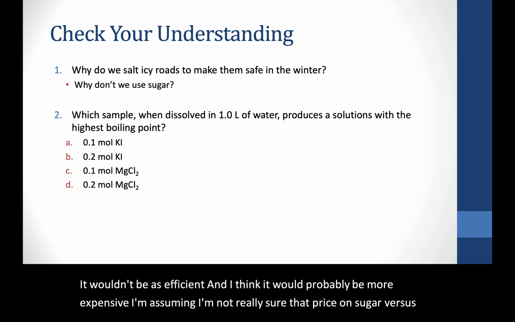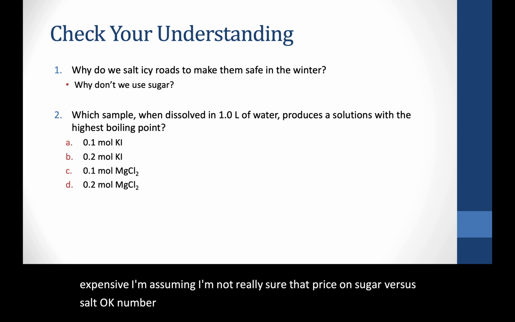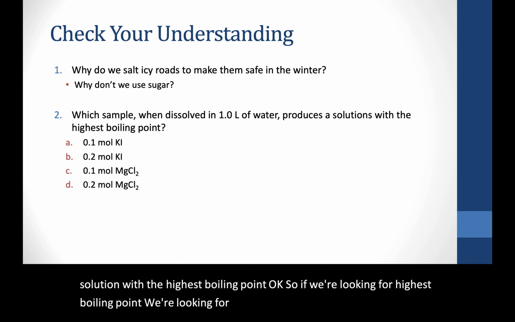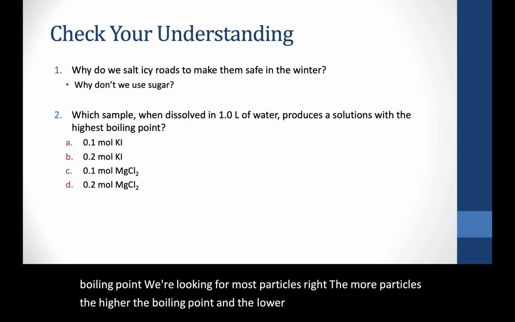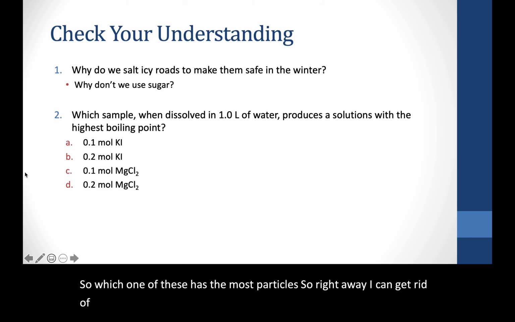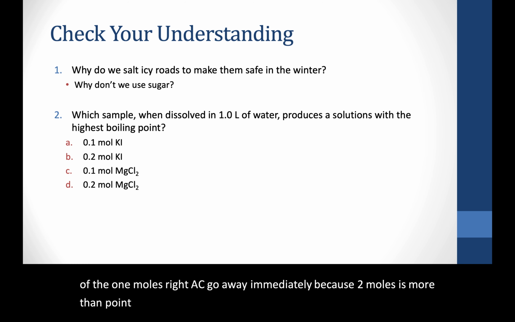Okay, number 2. Which sample, when dissolved in 1 liter of water, produces a solution with the highest boiling point? Okay, so if we're looking for highest boiling point, we're looking for most particles, right? The more particles, the higher the boiling point, and the lower the freezing point. So which one of these has the most particles? So right away, I can get rid of the 0.1 moles, right? A and C go away immediately because 0.2 moles is more than 0.1 moles. So it's either B or D.